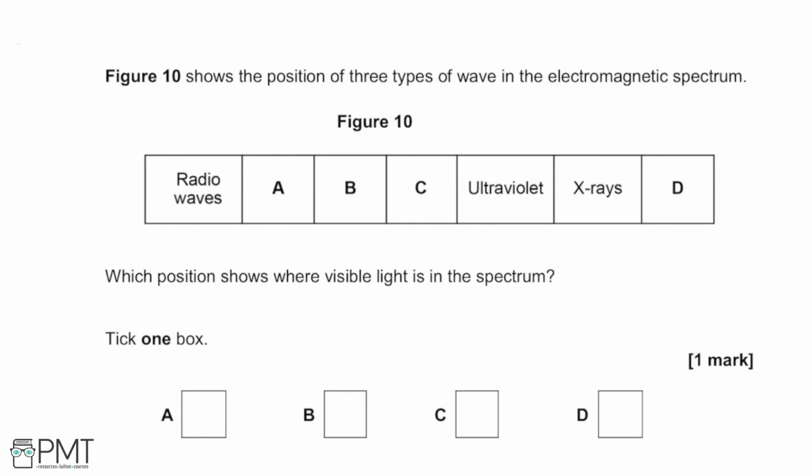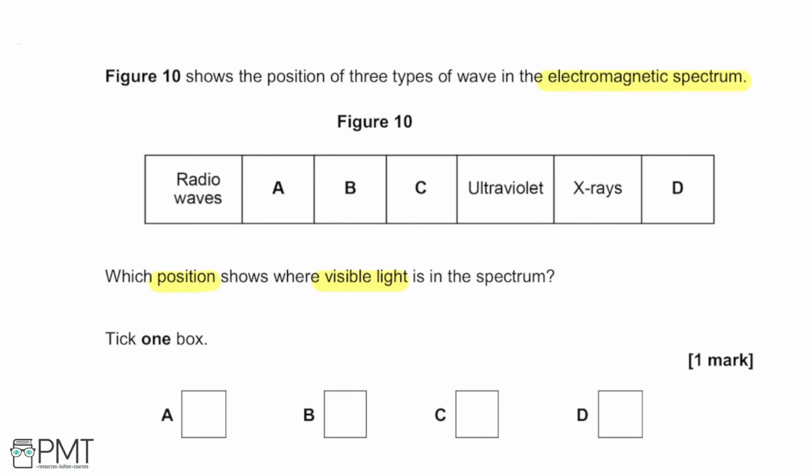So in this question, we're given figure 10, which shows the positions of 3 types of wave in the electromagnetic spectrum. So we have figure 10, which goes from radio waves through A, B and C, which are missing, then to ultraviolet, X-rays, and then D. And then we're asked which position shows where visible light is in the spectrum. So we're asked whether that's A, B, C or D, where is visible light going to be?